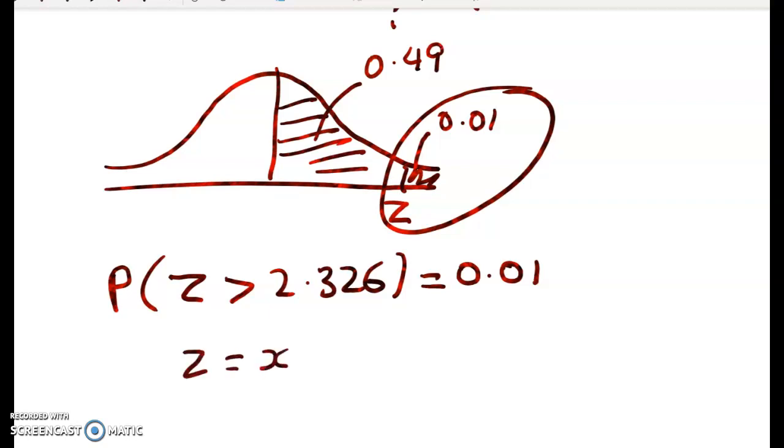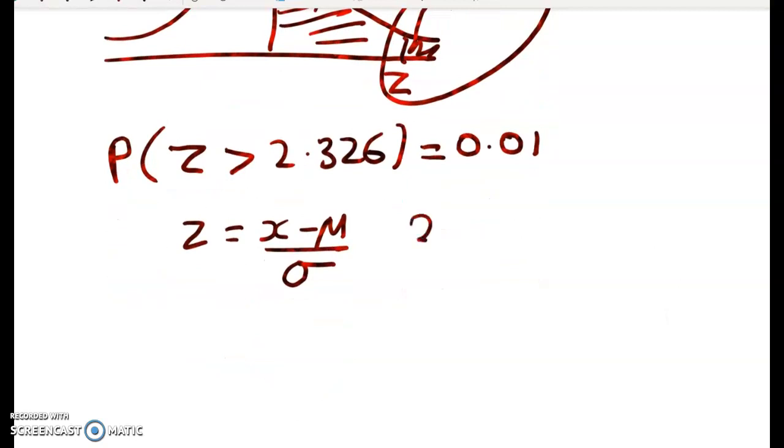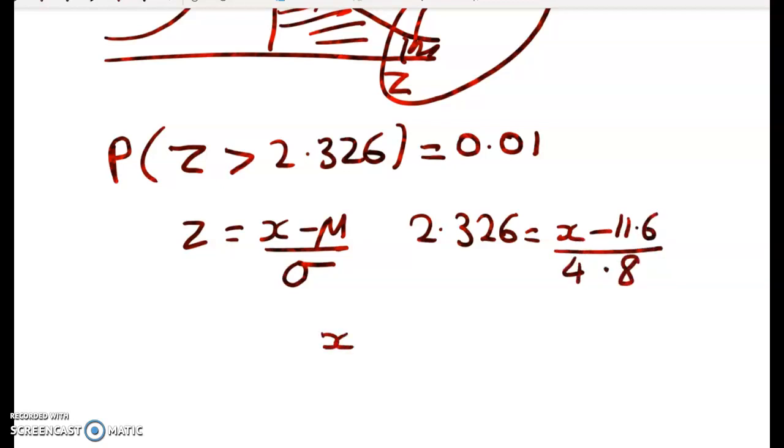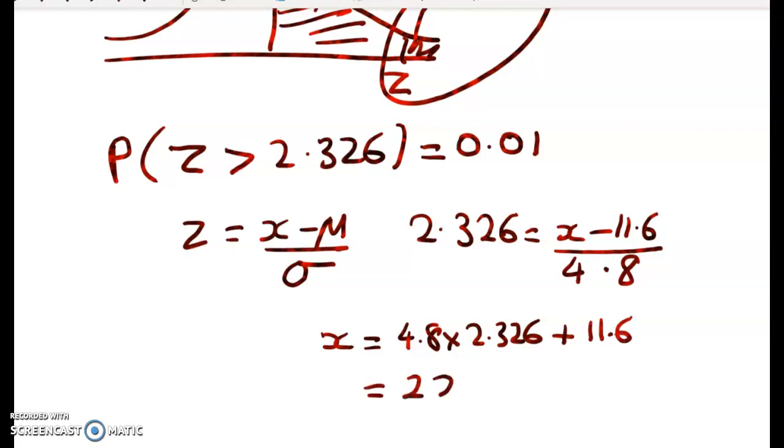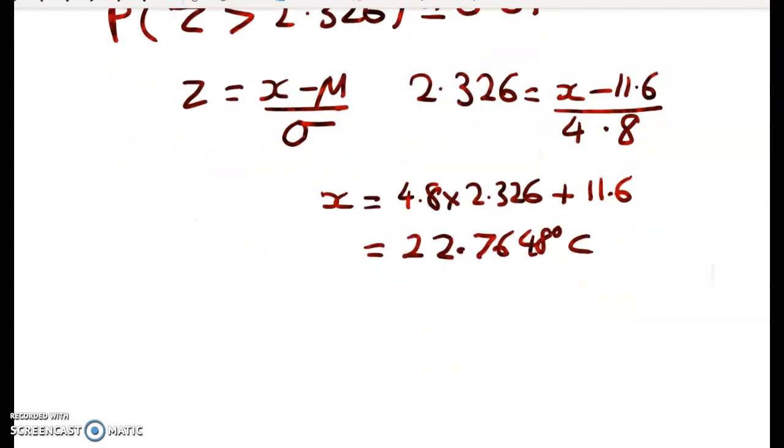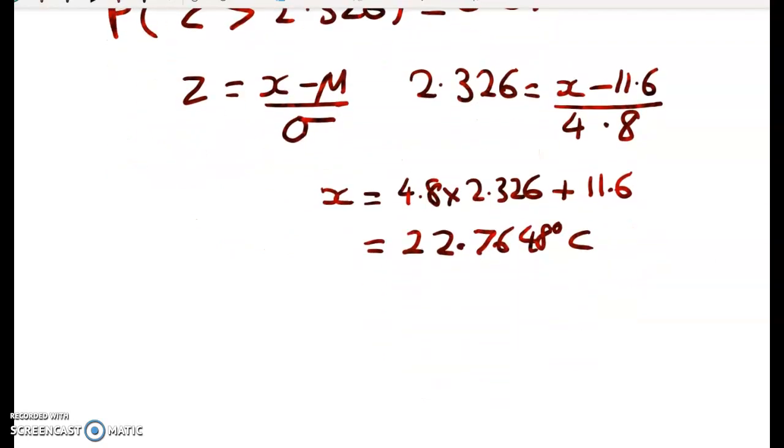So the Z value is just how many standard deviations above the mean I am. So we're solving this equation. So x is equal to 4.8 times 2.326 plus 11.6, which gives me 22.7648 degrees Celsius, which is a pretty stupid way to answer a temperature question. So I would then write it in context.